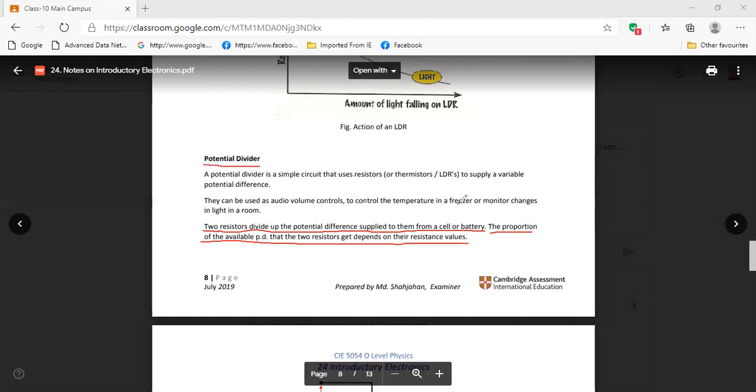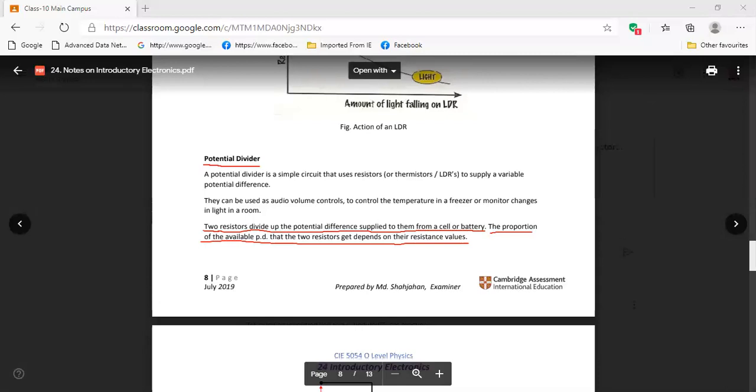But now we are using them for thermistor and LDR. That's why we brought this idea again. That time we used only simple resistors. Now we will also use thermistors and LDRs in potential dividers. That's why we brought the idea again here. Okay?